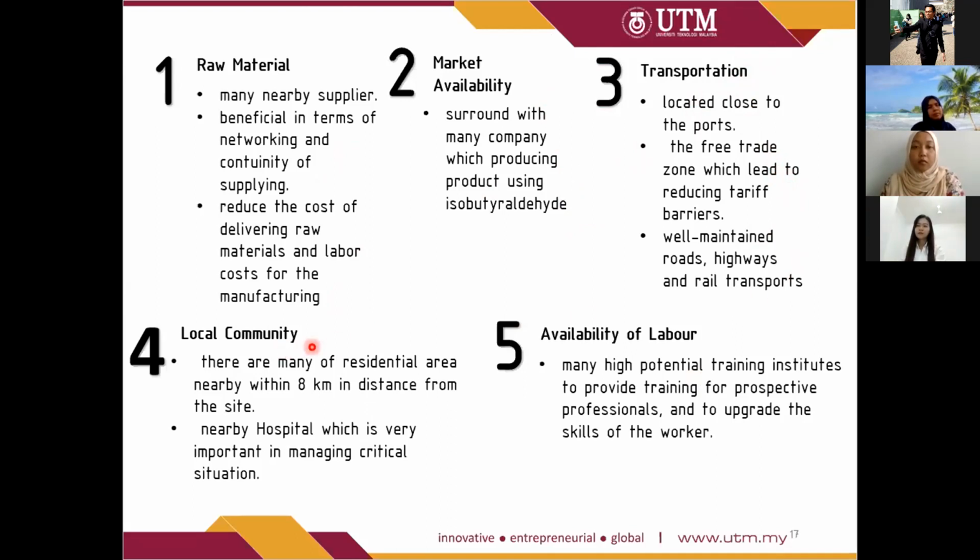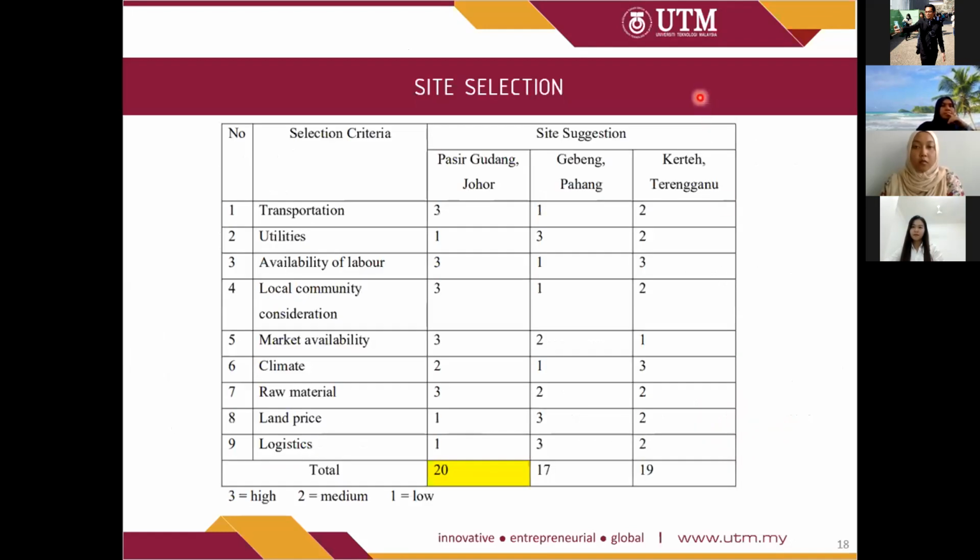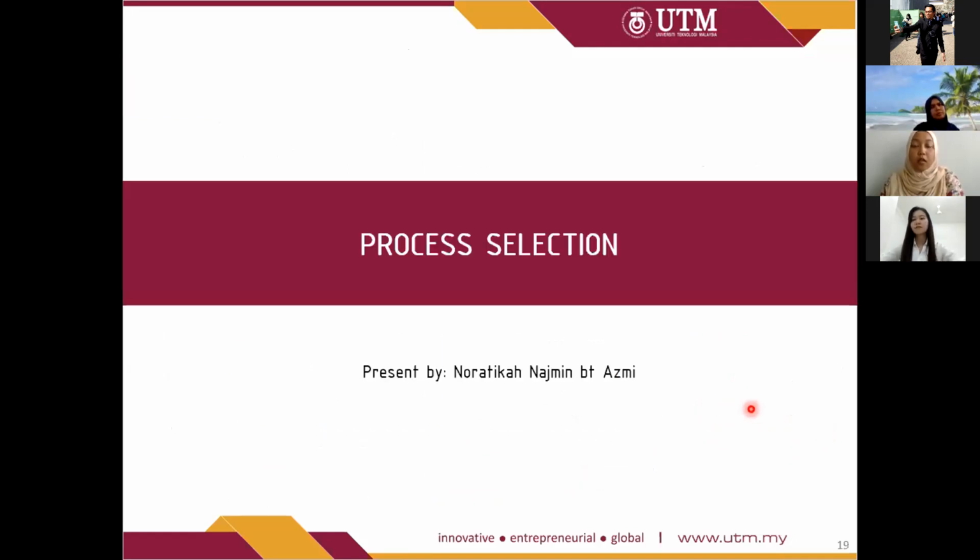For the fourth one, local community, there are many residential areas nearby, within 8 kilometers from the site. And it is also near a hospital, which is very important in managing critical situations. And lastly is the availability of labor. There are many high-potential training institutes such as UTM and UTHM to provide training for prospective professionals and to upgrade the skills of the workers. This table shows how we grade our site selection. So Pasir Gudang shows the highest mark compared to the others. That's all for me.